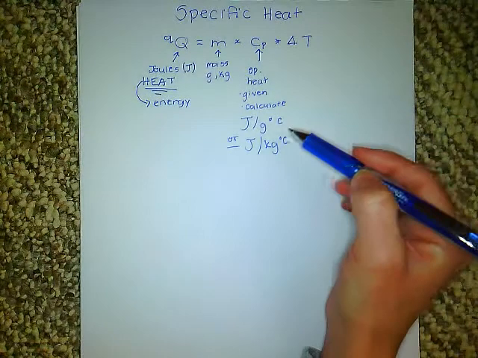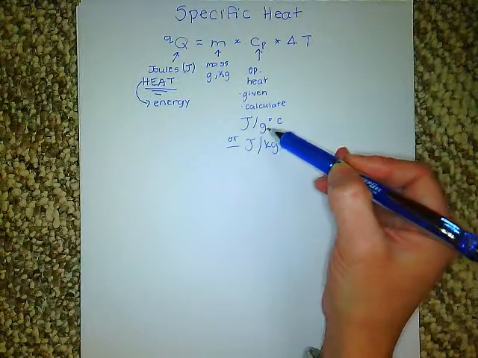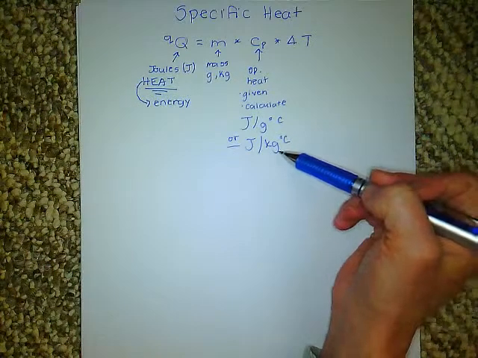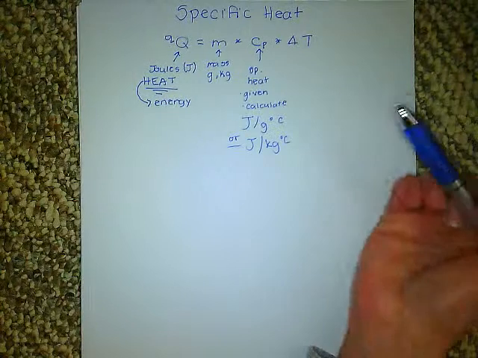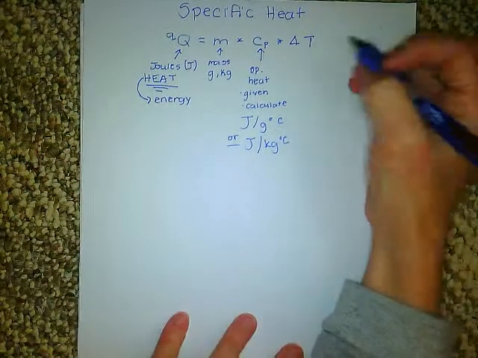And why does that make a difference? Well, you've got to pay attention to whether CP is written as grams or kilograms. If it's written as grams, you need to make sure that your mass is also written as grams. If it's in kilograms, you need to make sure your mass is also written in kilograms. And again, I'm going to show you some examples of that in a little bit.